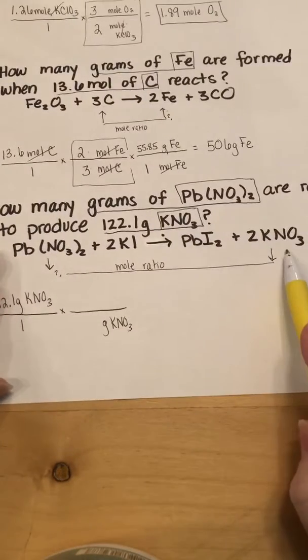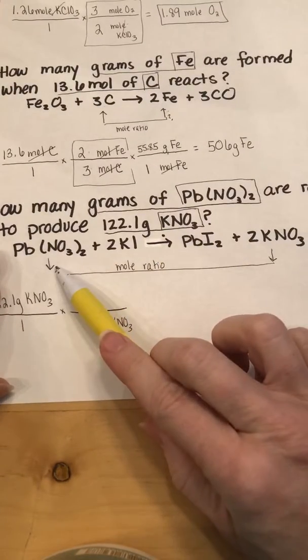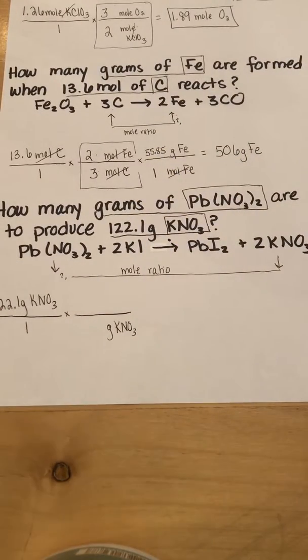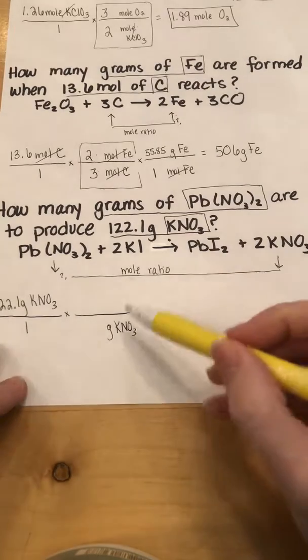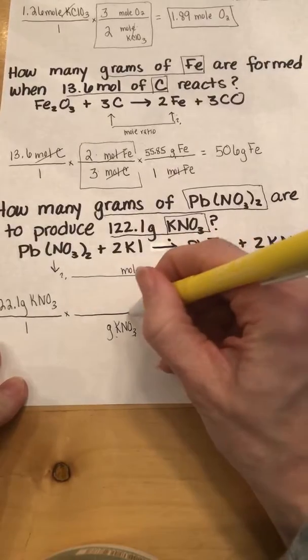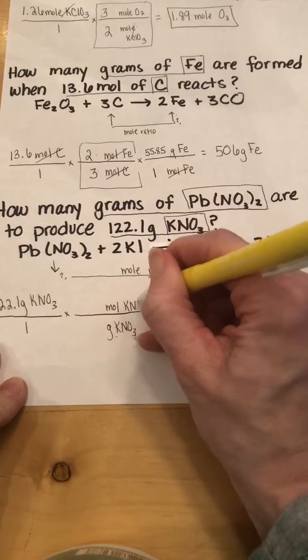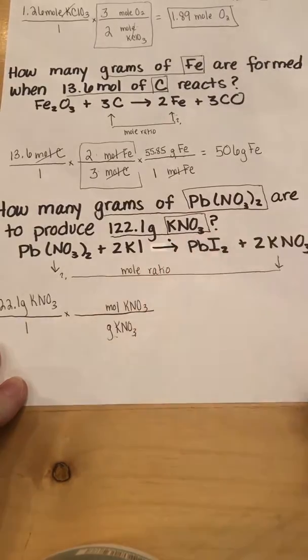Because first and foremost, I know that the only way that I can change my compound and go from potassium nitrate to lead nitrate is by that mole ratio step. And in order to use that mole ratio step, I have to be in moles, which I am not. So my first step is going to be to take that grams of KNO3 and turn it into moles of KNO3 so I can use that mole ratio step.